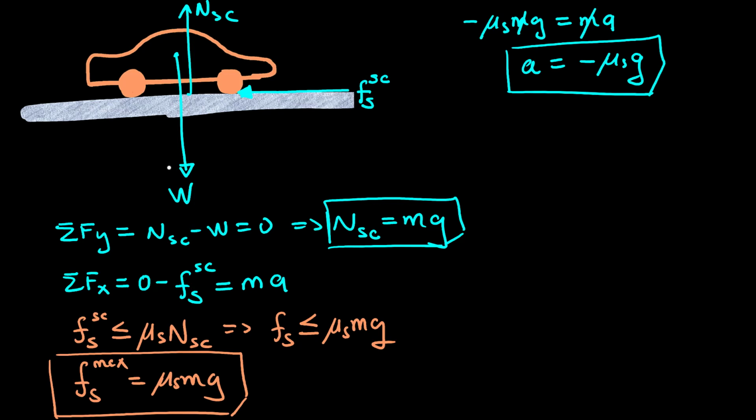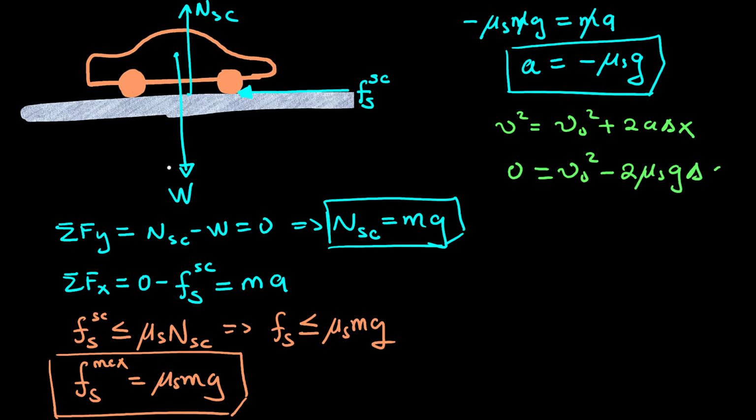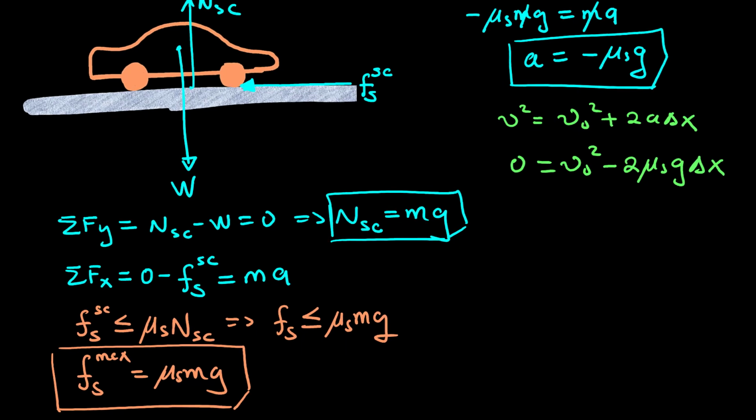For us to do so, we will employ the kinematics equations of motion. We know that v squared is equal to v naught squared plus 2a delta x. The car decelerates to rest, which means that the final speed of the car is 0. So this would imply that 0 equals v naught squared minus 2 mu s g delta x. In other words, delta x is equal to v naught squared all divided by 2 mu s g.